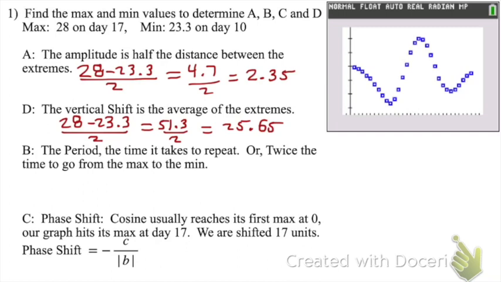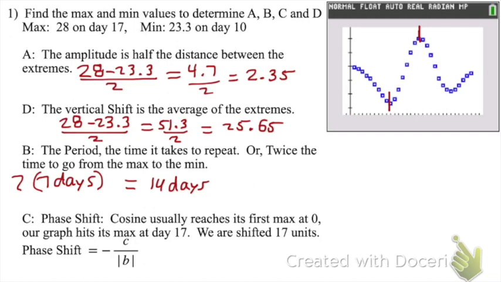Now we're going to look at how often this repeats. If we look at our min down here and our max up here, our max happened at day 17, our min happened at day 10. So to go from the lowest to the highest, it took 7 days. That is half of the period, so we want to double this. We take 2 times 7 days and get 14 days. This is the period. It repeats every 14 days. It's going to go up and down every 14 days.